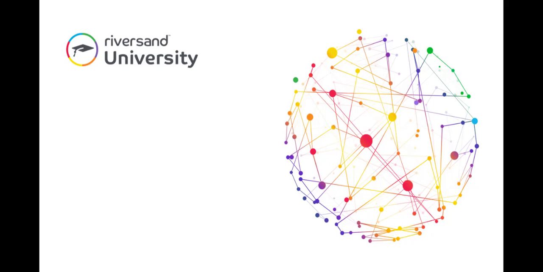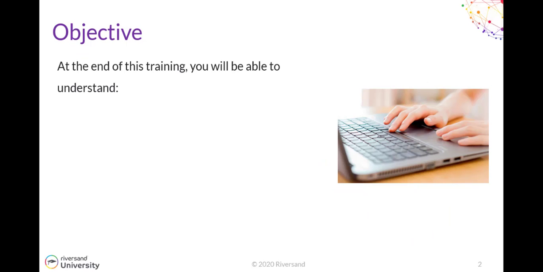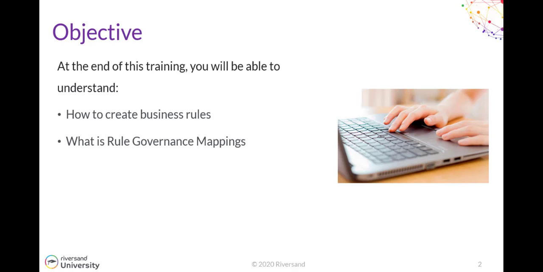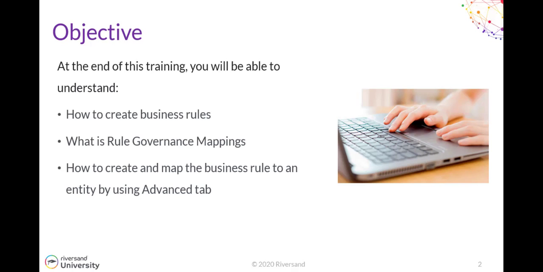Riversand continues to evolve with the new capabilities to help business users to create and map the business rules through user interface as part of 2021 R1. At the end of this training, you will be able to understand how to create business rules, what is rule governance mappings, and how to create and map the business rule to an entity by using Advanced tab.